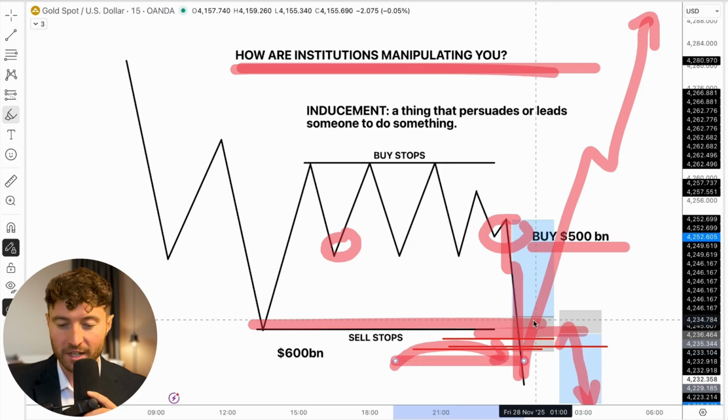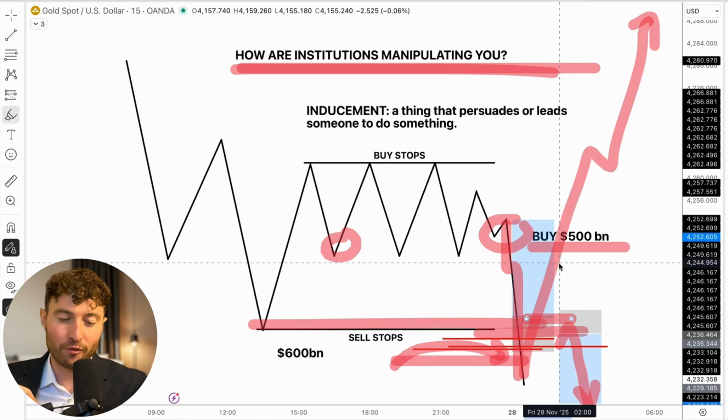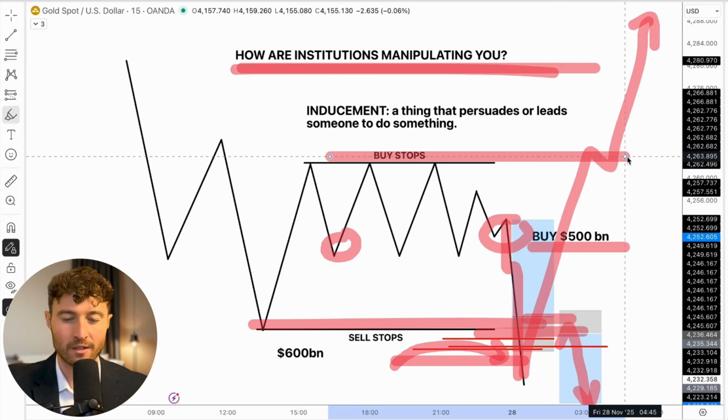And then what you're going to be looking at doing is getting positioned somewhere like here, and you're going to need a mechanical system to do this. And then you're going to be looking at targeting fixed risk to rewards. You're going to be looking at targeting external range liquidity, and you're going to be looking at targeting higher prices.